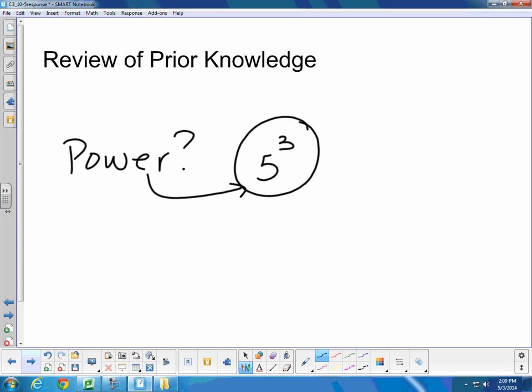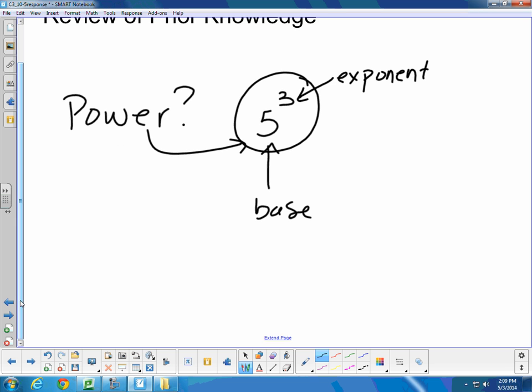A power is made up of, though, a base and an exponent. So we really need to review, what do these things in the power, the base, the exponent, what do they tell us about the value? What the exponent tells us is how many times to multiply our base by itself. So this really is the same as 5 times 5 times 5.